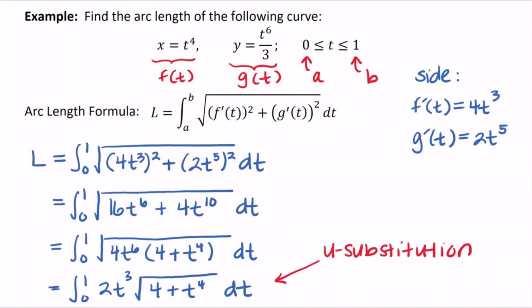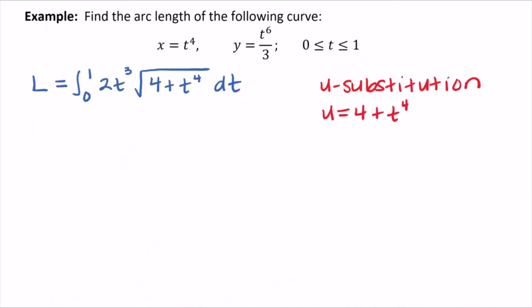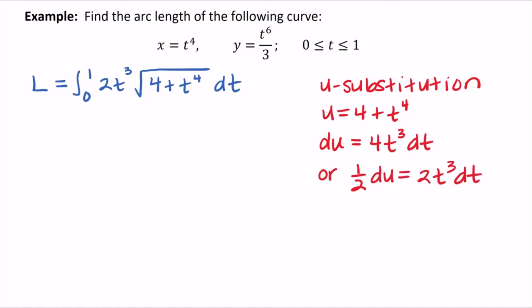Now we can evaluate our definite integral by u substitution. And this was the something nice that we were looking for. We can make the substitution u equals 4 plus t to the fourth, and thus du will be 4t cubed dt. Or dividing both sides by 2 gives us 1/2 du equals 2t cubed dt, which we see in our integrand. We can also change the limits of integration.